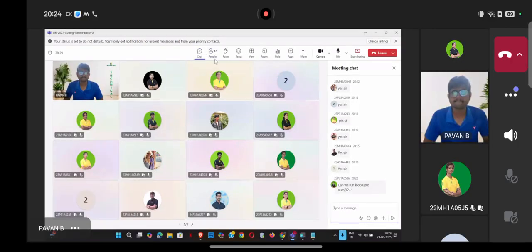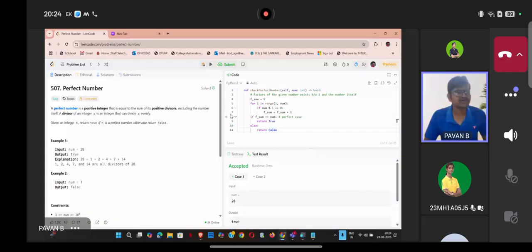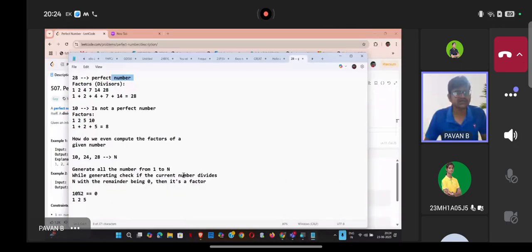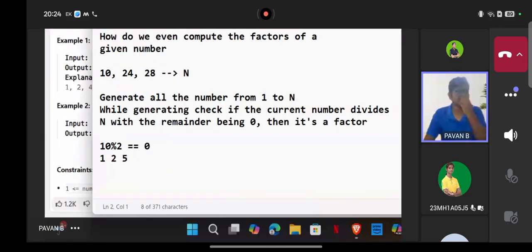Okay, guys. So basically, this problem helps you learn something that you don't already know, and that is to find the factors of a given number. Whatever you learned in the first year is not that great. There is a better way to do it.